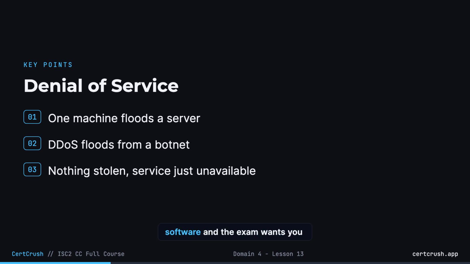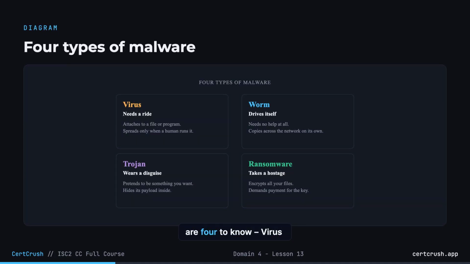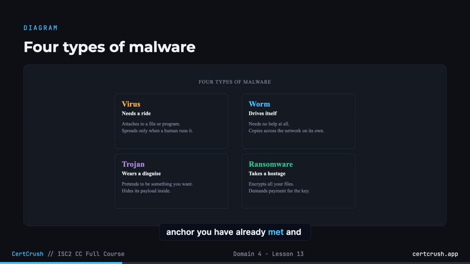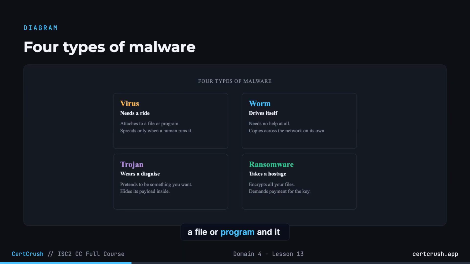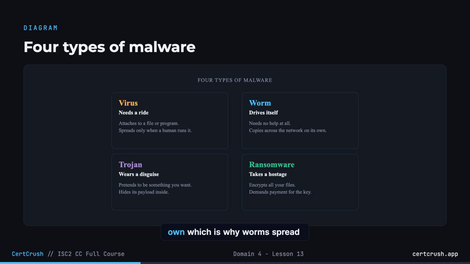Next, malware. Malware just means malicious software, and the exam wants you to tell 4 types apart. There are 4 to know: virus, worm, trojan, ransomware. Here is the anchor you have already met, and it is worth saying again. A virus needs a ride, a worm drives itself. A virus attaches to a file or program, and it only spreads when a human runs that infected file. A worm needs no help at all. It copies itself across the network on its own, which is why worms spread so fast.